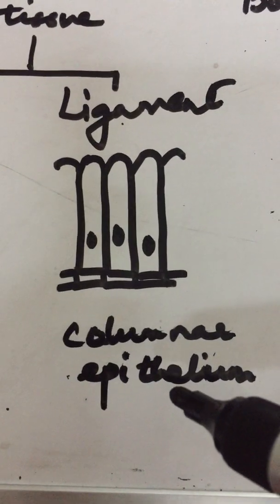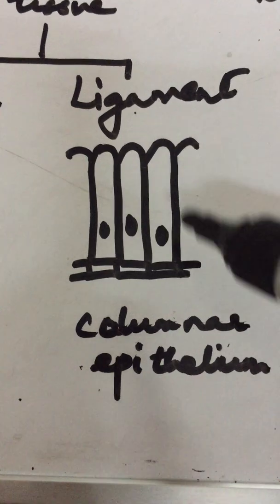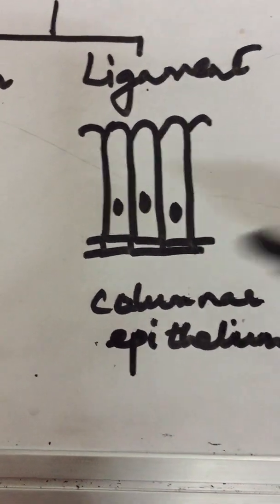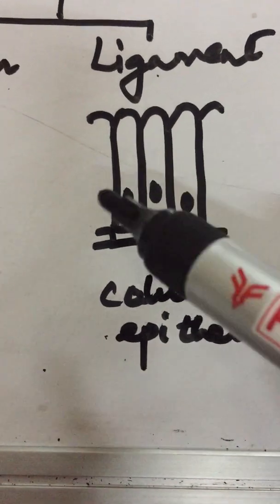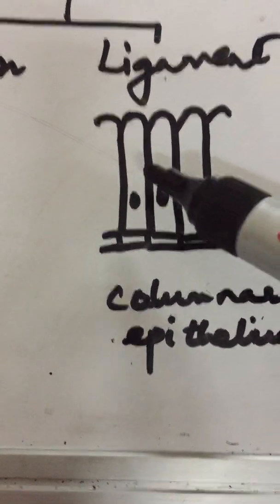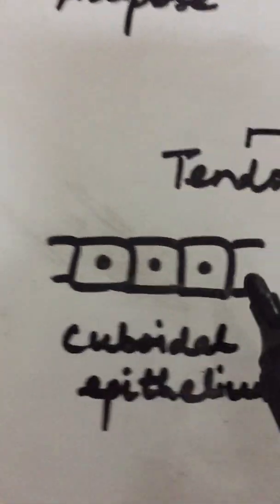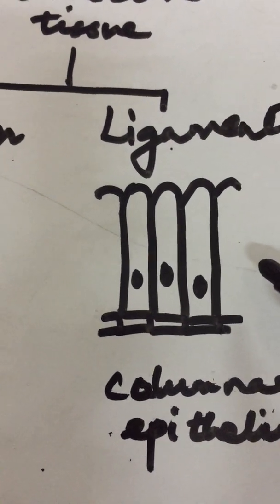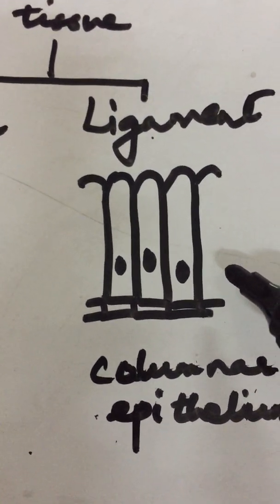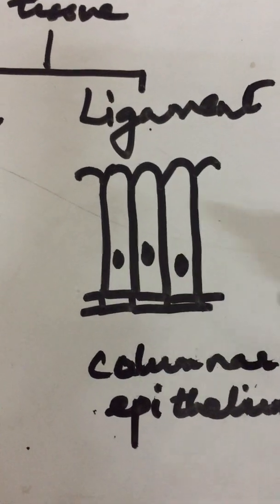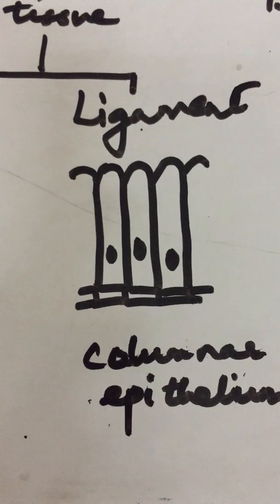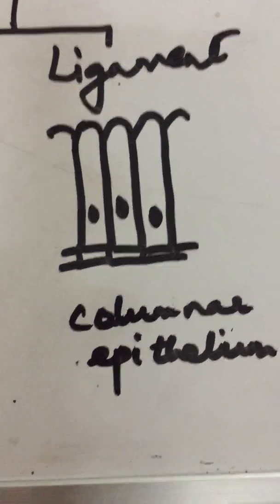The third kind is columnar epithelium. You can see that they are brick-like cells, cylindrical cells, arranged in a pillar-like manner. Again, no intercellular space. Nucleus usually is towards the base. Here you will see nuclei is in the center, but here nucleus is towards the base. They are elongated cylindrical cells. Location is that they are present in the inner lining of stomach and intestine. And function is they are mainly absorptive in function.